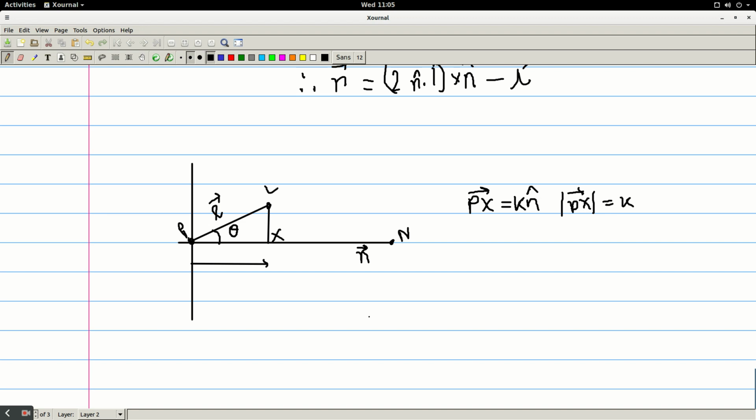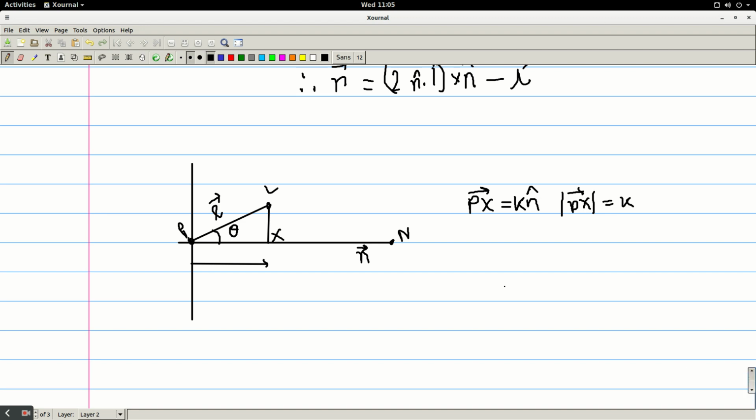If this is your angle theta, then how do you find out? Let us forget that these are all vectors for now. Let us just jump into trigonometry for a bit. Treat them as points, P, L, and X, and tell me what's going to be cos theta. Cos theta is base by hypotenuse, right? So what's the base? Px divided by PL, that's cos theta.